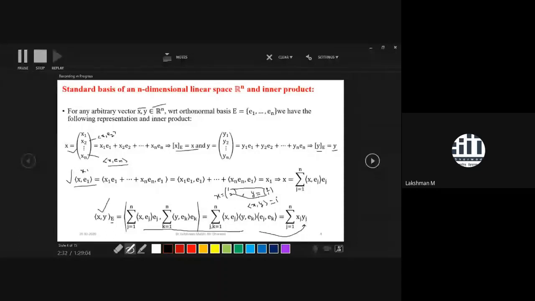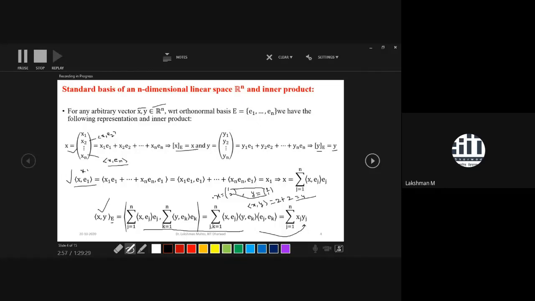So 1 into 2 plus 2 into 1, that is 2 plus 2, the resultant is 4. So the dot product of vectors 1 2 and 2 1 is 4. You are getting it directly like that.